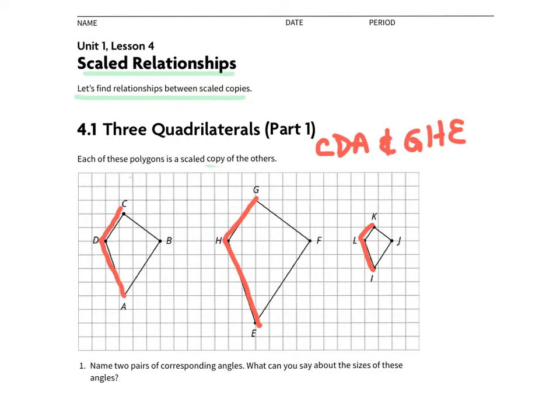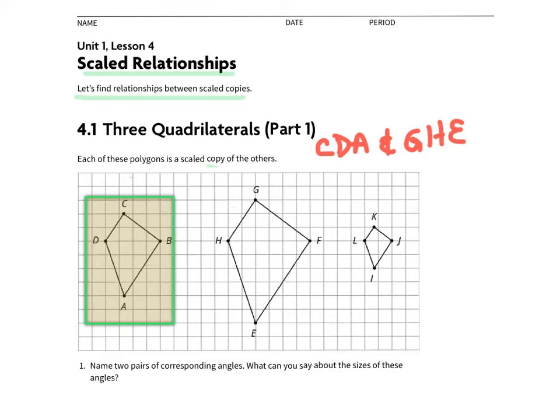So I'm going to ignore that third one for now. Maybe we'll do a second pair of corresponding angles for the second part of this. All right? Now the next thing that it's asking is, what can you say about the sizes of those corresponding angles? I'm going to do a little bit of magic here, but what I want you to do is to do what I'm doing, only with a piece of tracing paper, maybe a napkin, some kind of thin paper that you can sort of see through, okay?